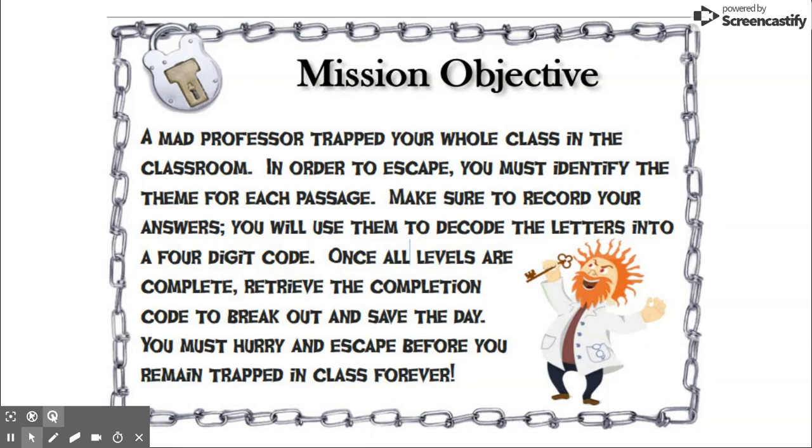You will use them to decode the letters into 4-digit codes. Once all levels are complete, retrieve the completion code to break out and save the day. You must hurry and escape before you remain trapped in class forever. Now, of course, you're not going to be trapped in class forever, but the point is to see if you can break each code based on the theme in a variety of passages and be the first team to do so.